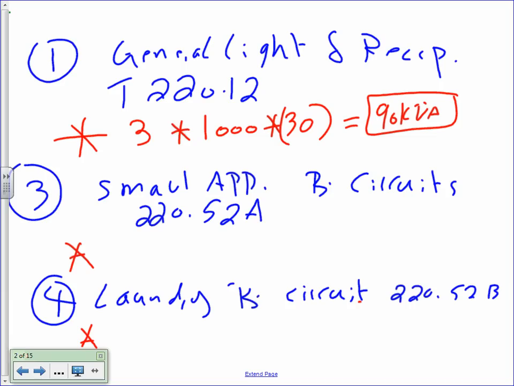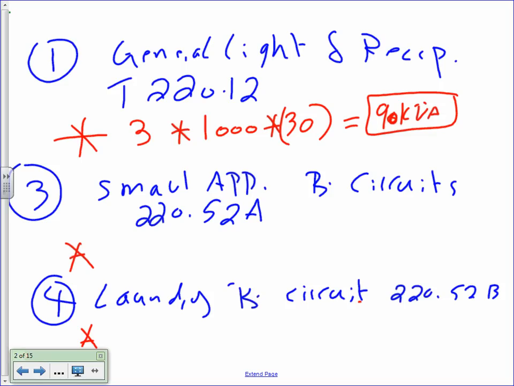So we have an apartment building. Multiply it, that'll get you 90 kVA. Any comments, any questions about this? Straightforward, right? You take the volt-amps, multiply by the square footage of the building, multiply by how many units you have. Okay, let's go to the second one.